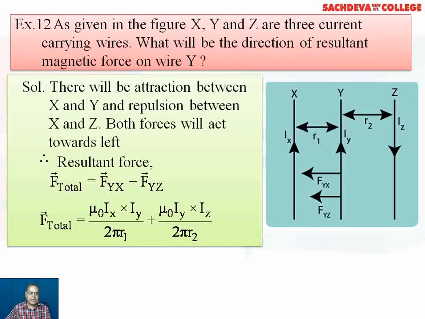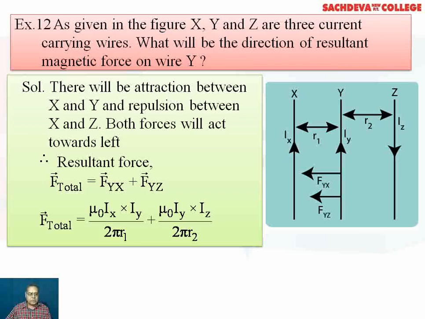As given in the figure, X, Y, Z are three current carrying wires. What will be the direction of the resultant magnetic force? There will be attraction between X and Y and repulsion between X and Z, because in X and Z the currents are in opposite directions, whereas in X and Y the currents are in the same direction. When currents are in the same direction, the wires have a tendency to attract, and whenever the currents are in opposite directions, the tendency is to repel.